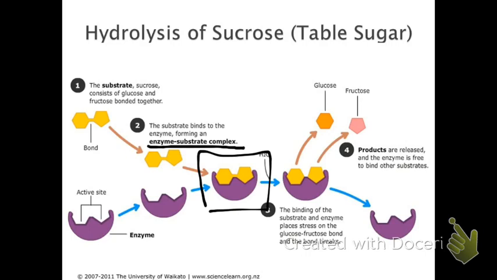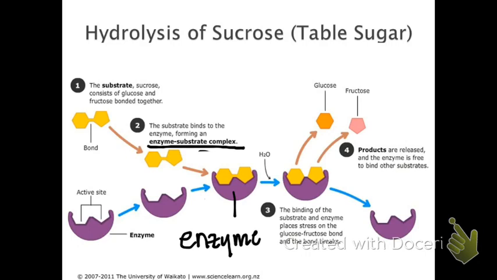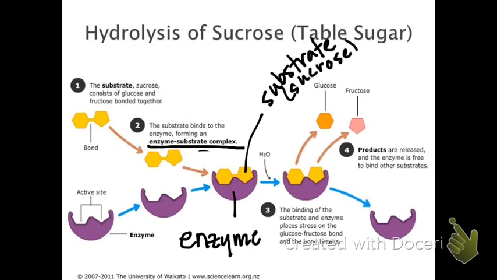Okay, and so you're labeling it as the enzyme substrate complex. Yes, this entire thing is that. The purple itself is the enzyme. And then the yellow is the substrate. And in this case, sucrose is what the substrate is. It could be anything, but that's just the example that's given here.